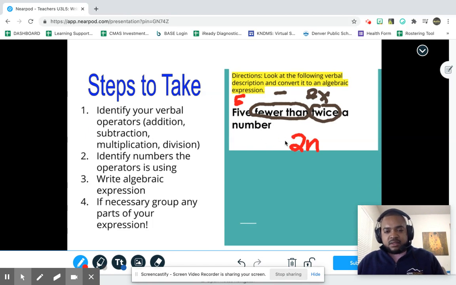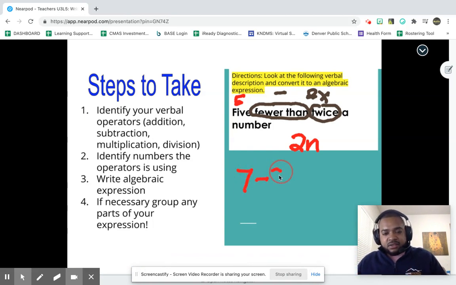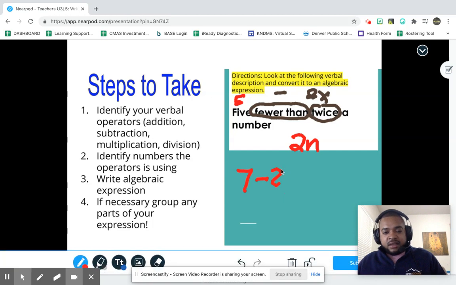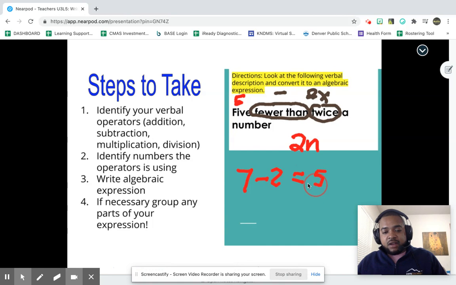Well, what am I doing with this? Let's see. It's 5 fewer than twice a number. So 5 is going to be less than twice a number. And this is the part that may be confusing. If I say that I have $2 less than Jamal, and Jamal has $7, I want to figure out how much I had. It'll be 7 minus 2, Jamal's money. The difference: I have $2 less, so I have $5.